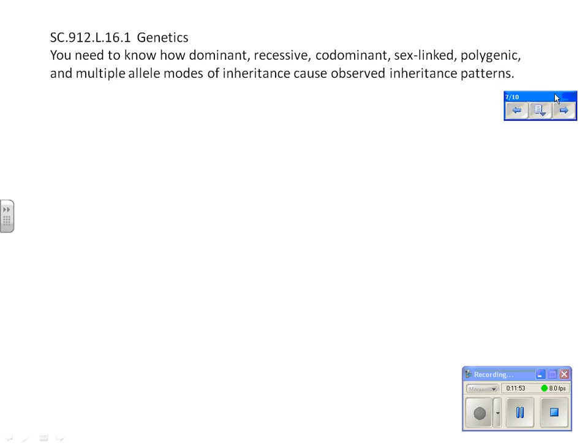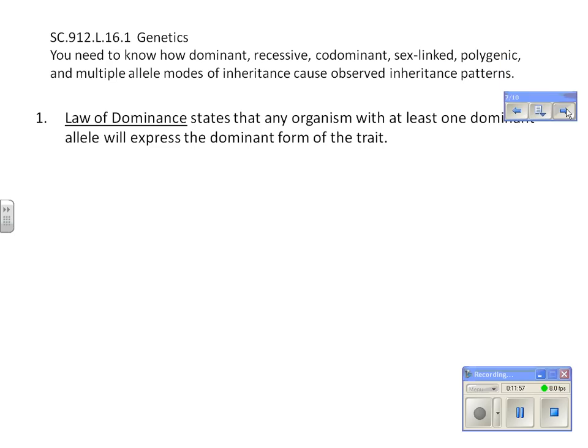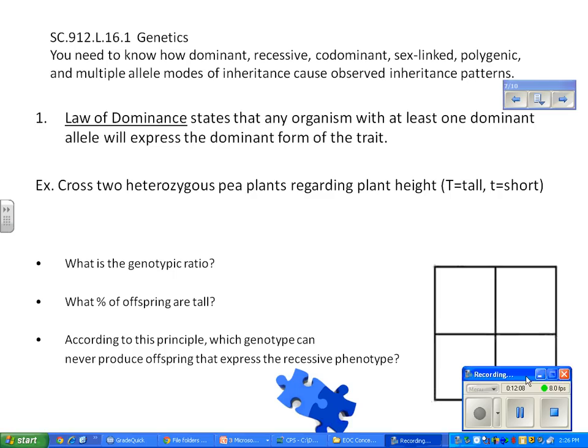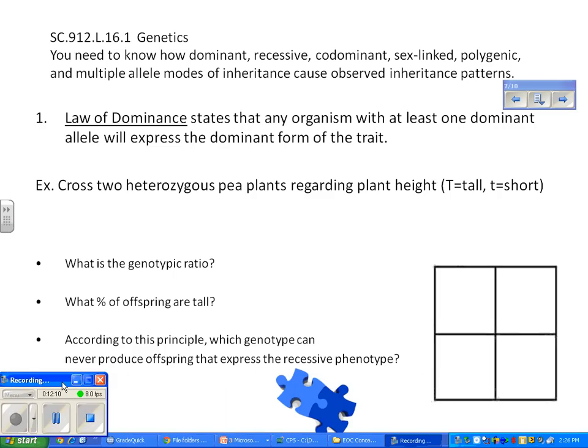Okay, so let's look at some patterns of inheritance. The first one we're going to look at is the law of dominance, which basically just states if you have at least one dominant allele, then you're going to express the dominant trait. This is pretty much a review since we've already done this cross essentially.